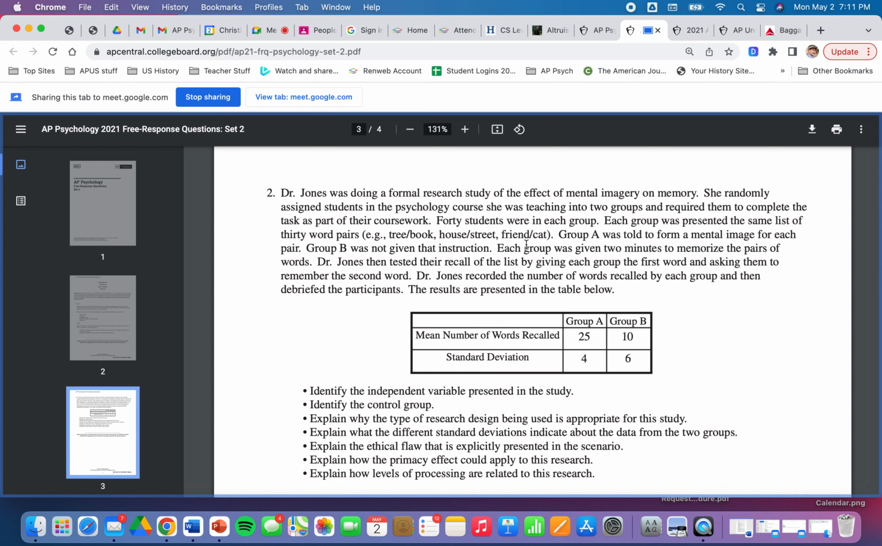Excellent. The next one, and again, it didn't say explain, just said identify. The next one says identify the control group. What would have worked for that one? Which one was the control group? Group B. If you said the control group is group A, would that have worked? No, because that would be incorrect. Okay? The control group is group B would have worked, or the control group is a group not being told to form a mental image. Okay? So if you would have put either of those answers, that would have worked. Give yourself a +1 if you put something like that.